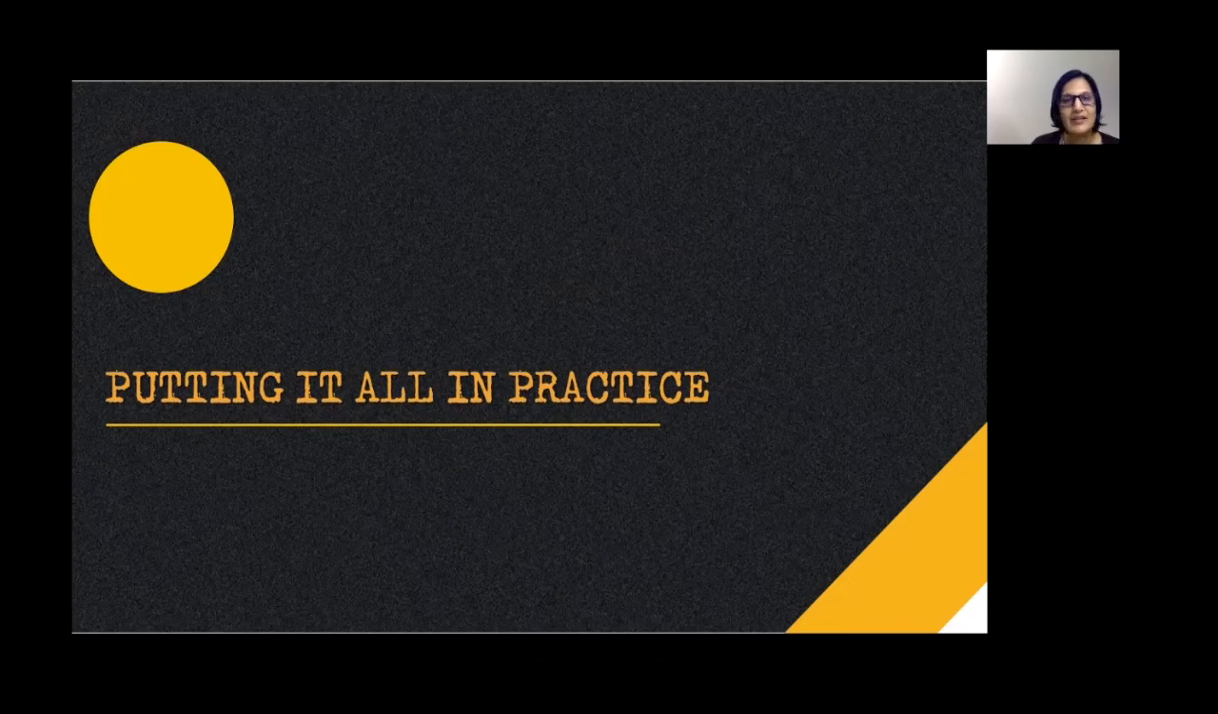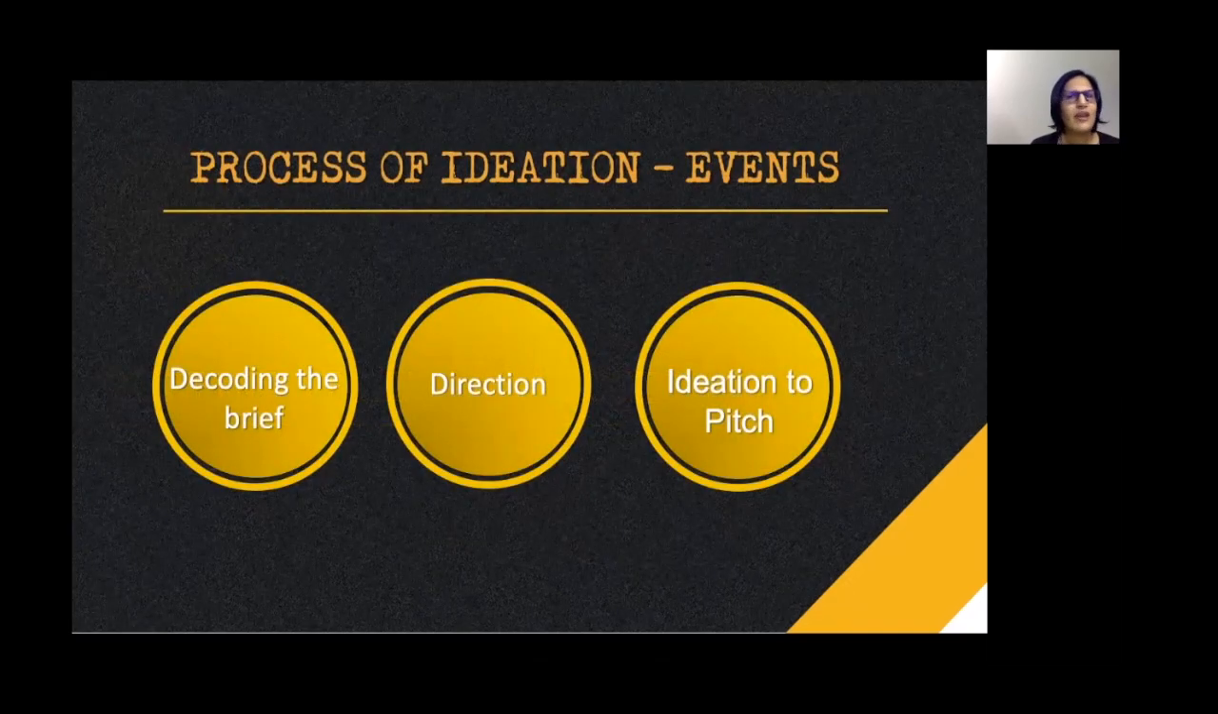But before I end this session, I want to just quickly give you a run up to the next session, how you're going to practically put these theories together. The first thing when you ideate, ideation is a process. When you're ideating for an event, it's a process. What is the process? The first thing that you need to do in event ideation is to decode the brief. Now, what do you mean by decoding the brief? What is a brief and what does it mean to decode it?